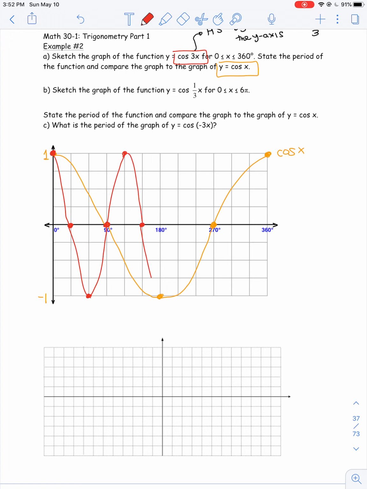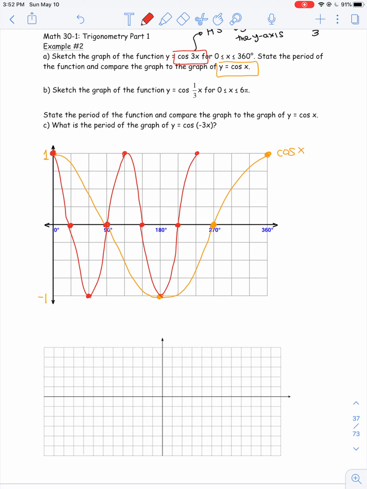And then at 180, it's actually going to be an invariant point. It's going to be the same on the original and the y equals cos 3x. And then if I add 30 degrees to 180, that takes me to 210. So trace 210, that gives me my next x-intercept. And I'm just continuing the shape. And then trace 240. So again, I'm adding 30 degrees to it. That gives you a positive 1.